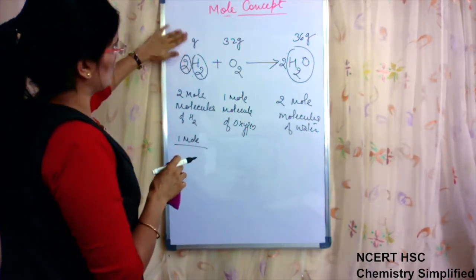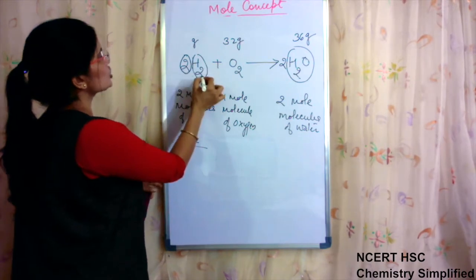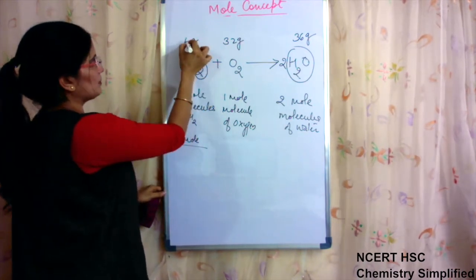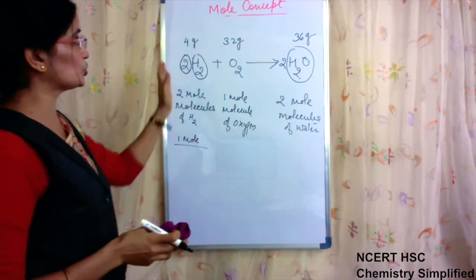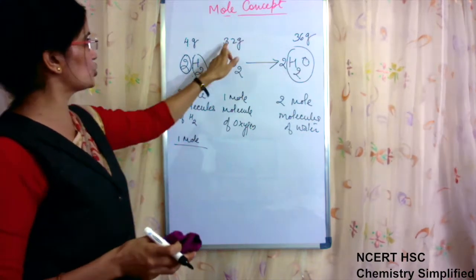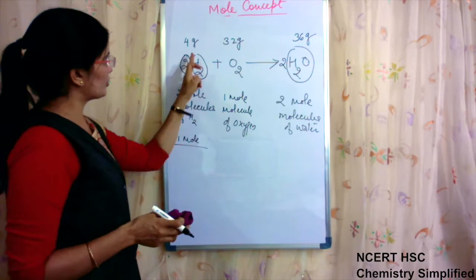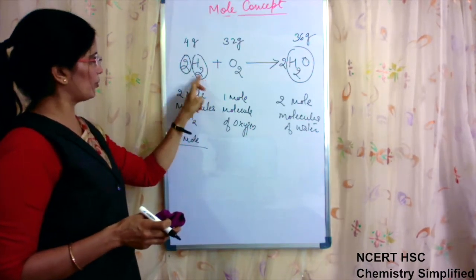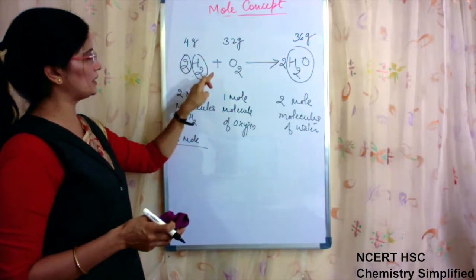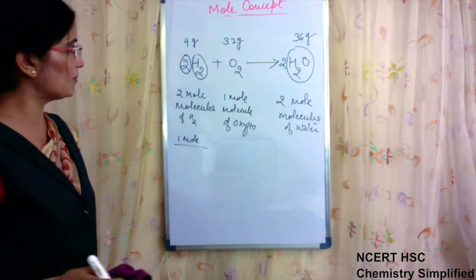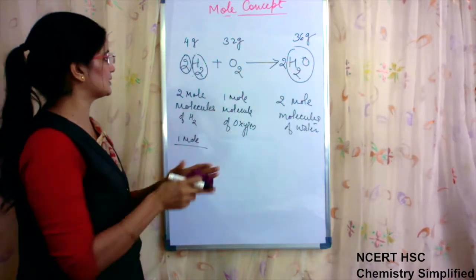One more thing here. See, H2 is 2 and 2 is there. We have not multiplied here with this because mass should come same on both the sides. 32 plus 4 is 36, and the product is also 36. Because it is 2 grams for 1 molecule and 2 is the coefficient, 2 multiplied by 2 is 4 grams. In terms of mass, it is like this.